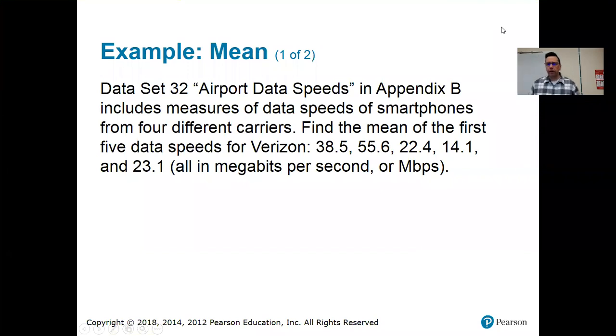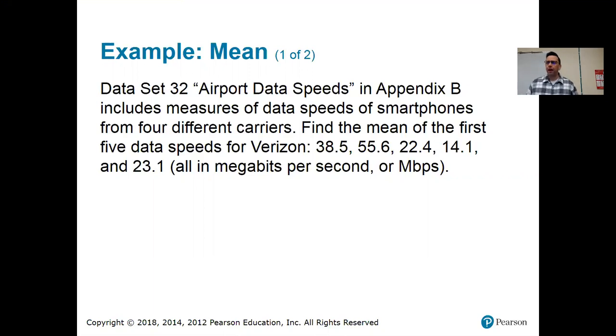All right, so here is an example of finding the mean. Data set 32, airport data speeds in Appendix B. So this is referring to the textbook. We don't need this whole data set. They're just asking me to use the first 5 values. In general, I'm pretty sure these data sets are available online. And I don't think you even have to go through Canvas or my math lab or anything. I think they sit on a website somewhere. I guess we'll find out when we get to a point where we need one.